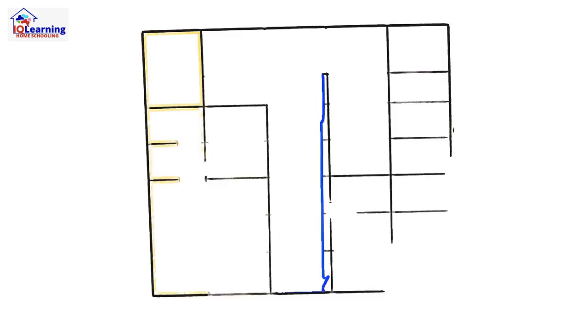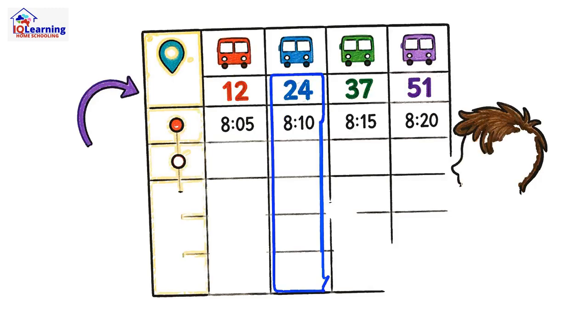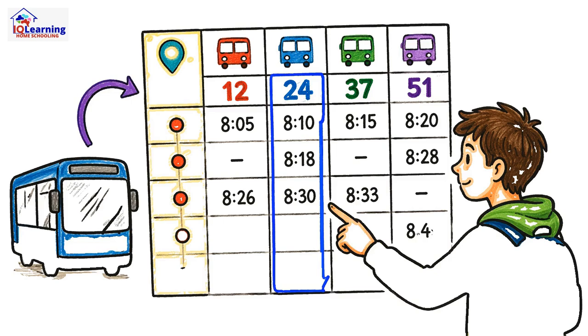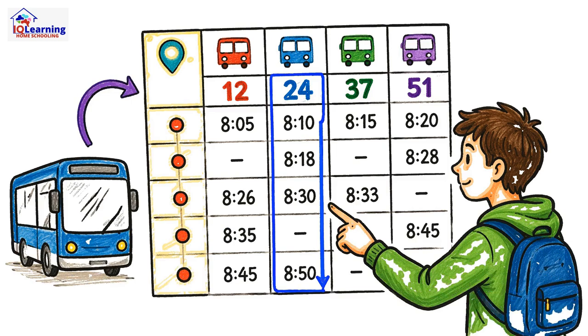This all comes together in the real world with something like a timetable. The columns are the different bus routes, and the rows are the stops. You find your bus and follow its column down to your destination. But watch out for a dash or a blank space. That means the bus doesn't stop there.